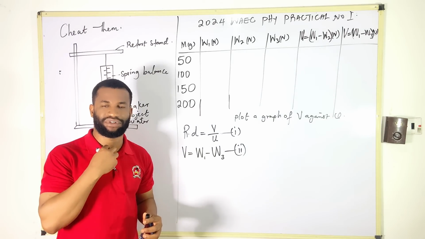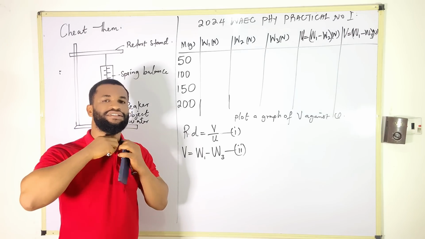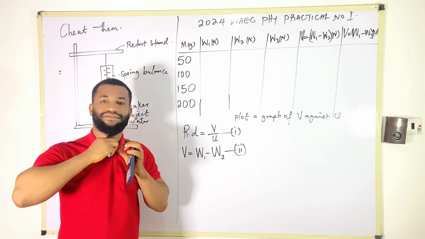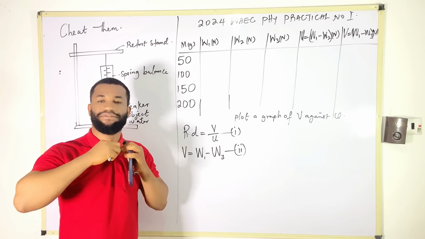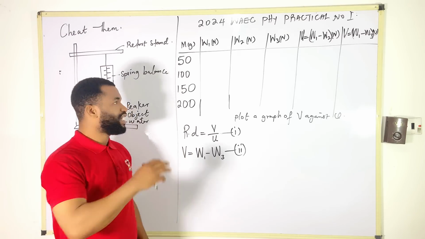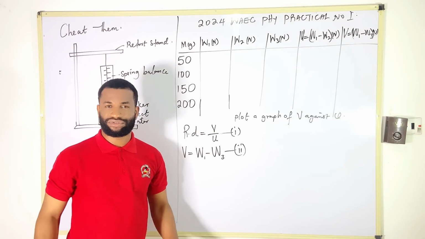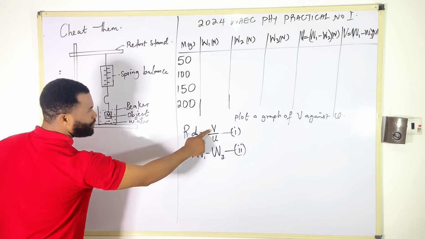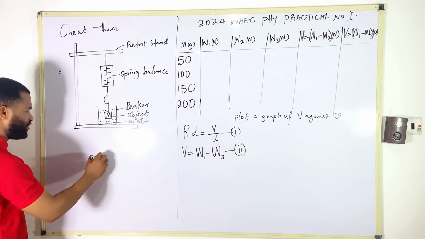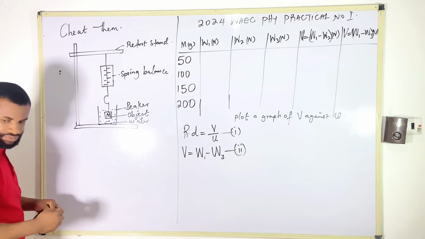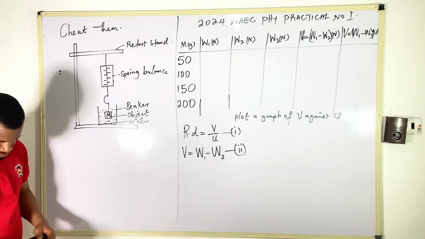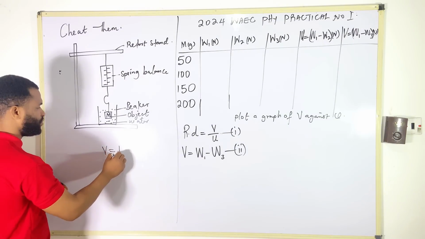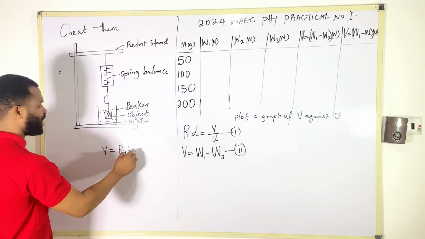Because most students struggle in the exam to say they don't know if the graph is curved, if it's a straight line, if the graph is cutting through the horizontal axis or through the vertical axis. Well, look at this. If I make V the subject of the formula, I'm going to have that V is equal to relative density times U.